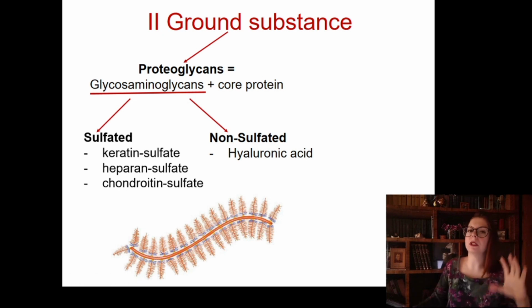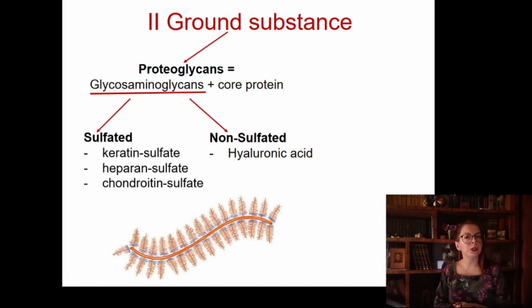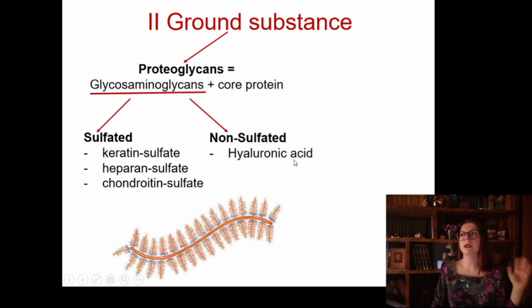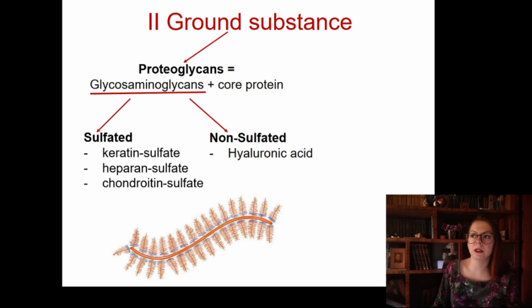This molecule is strongly negatively charged because those molecules are sulfated, and they absorb and retain lots of water. That's why they are so helpful and so important for our tissue homeostasis. And exactly, hyaluronic acid is also broken down by different matrix metalloproteinases, together with collagen fibers, by cells migrating in the connective tissue.